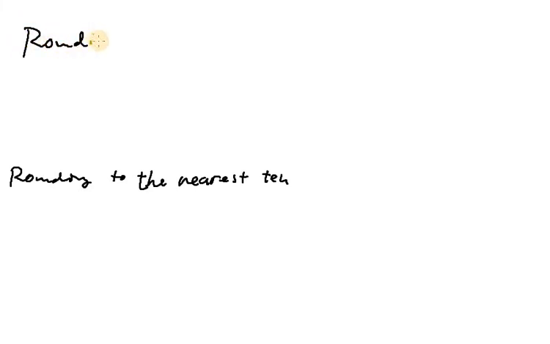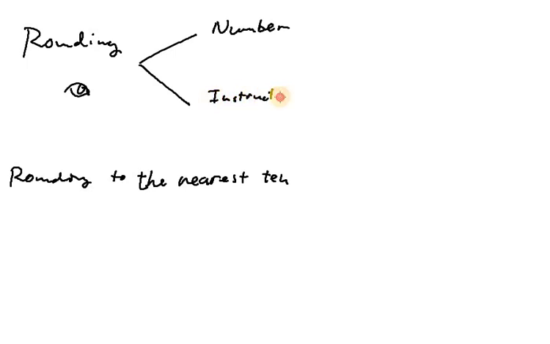We need to pay attention to something in the problem that we need to solve. We need to pay attention to the number, the number that we want to round, and then the instruction. The instruction may say round to the nearest 10, or round to the nearest 100, or round to the nearest 1000. So we see the number, and then we see the instruction, what we need to do with the number.